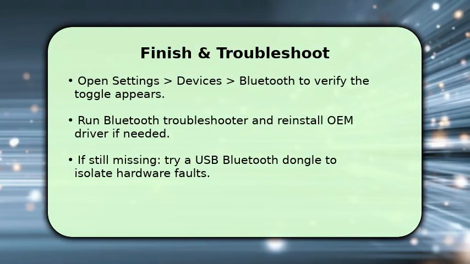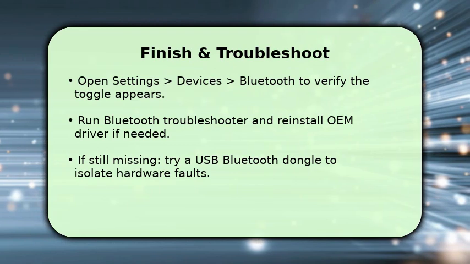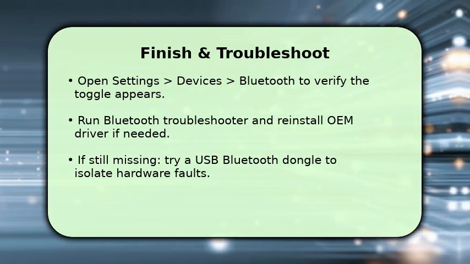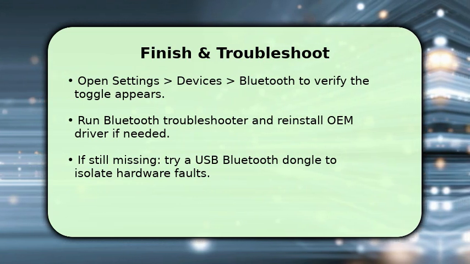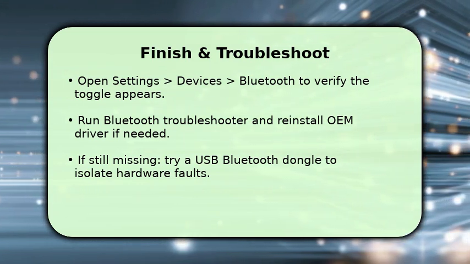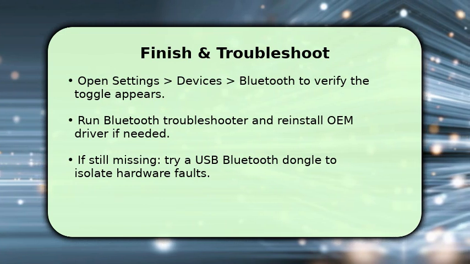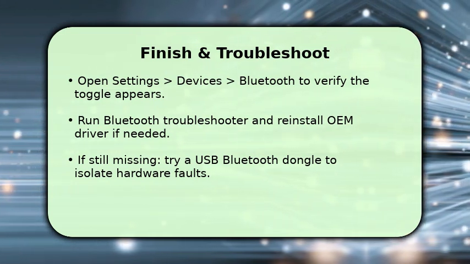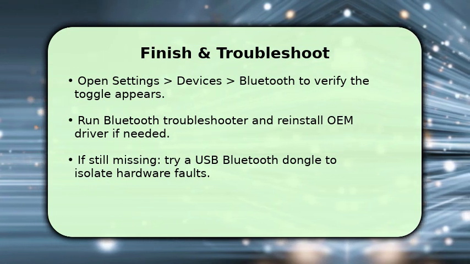Finish by confirming the toggle returns. Open Settings, Devices, Bluetooth, and look for the on/off switch. Once drivers and services are correct, Windows surfaces that control. If it's still absent, run Settings, Update and Security, Troubleshoot, Bluetooth to let Windows attempt fixes, and then reinstall the original OEM driver from the manufacturer website.